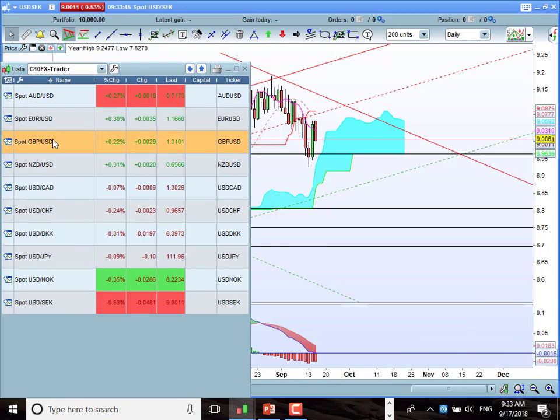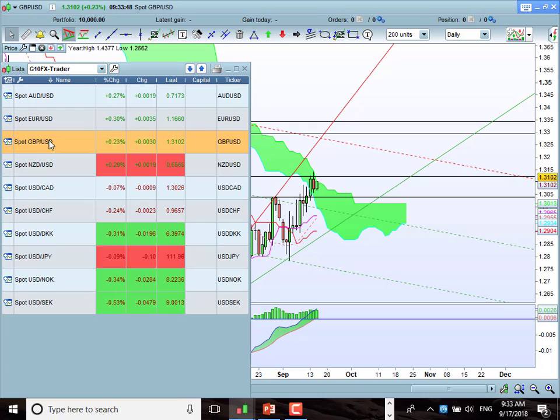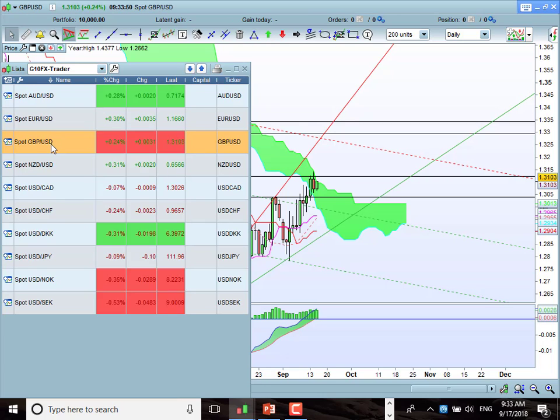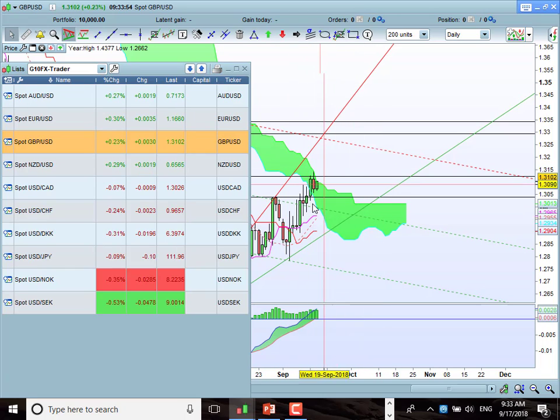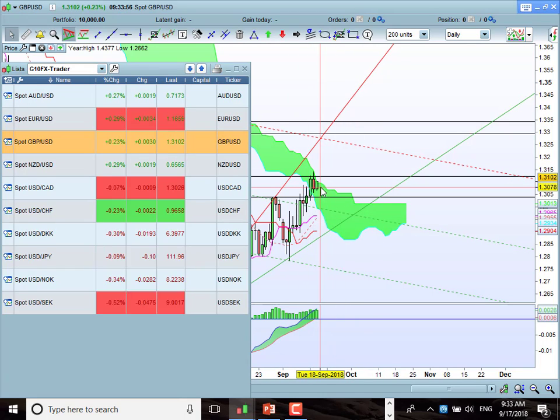But for this week, certainly watch the euro, and the euro and the sterling US dollar pairs. We're looking for a breakout here, and we'll see how that's going to pan out this coming week.